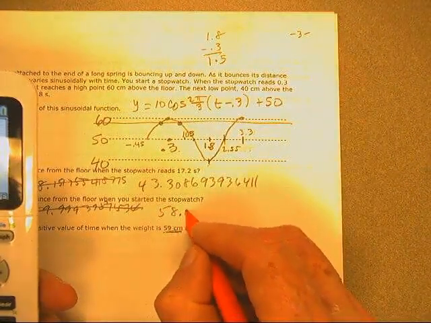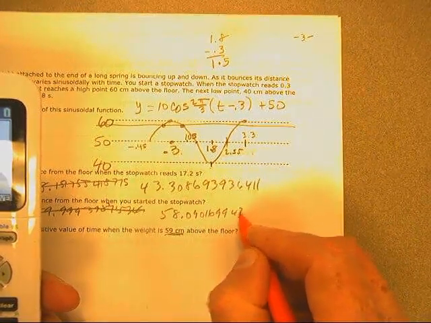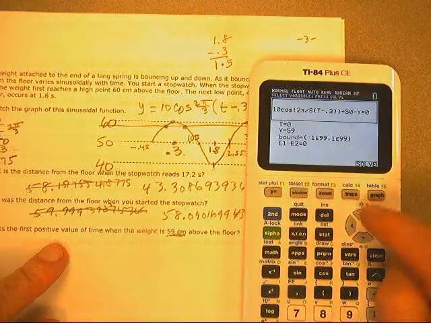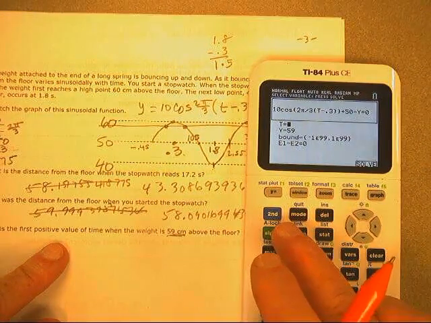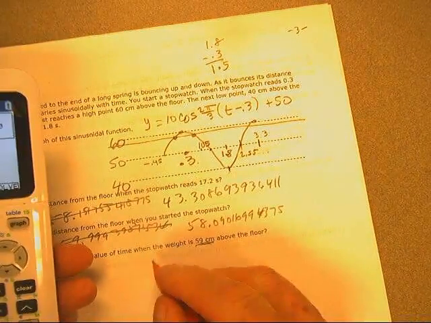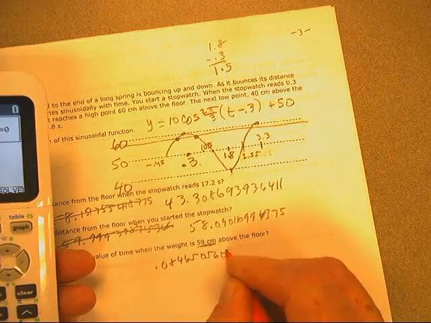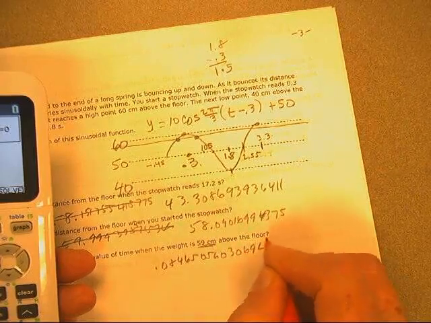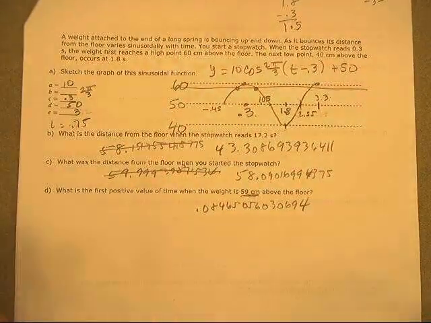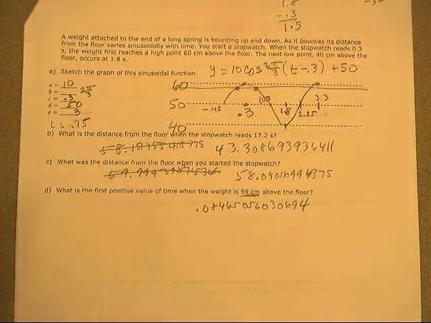Some of these were pretty close. And then when I was 59 from the floor, what's the first positive value? Alpha enter. There we go. 0.084650560300694. So silly me. I even saw that I had law of cosines in there, so of course it was on degrees, but I didn't think to check it.